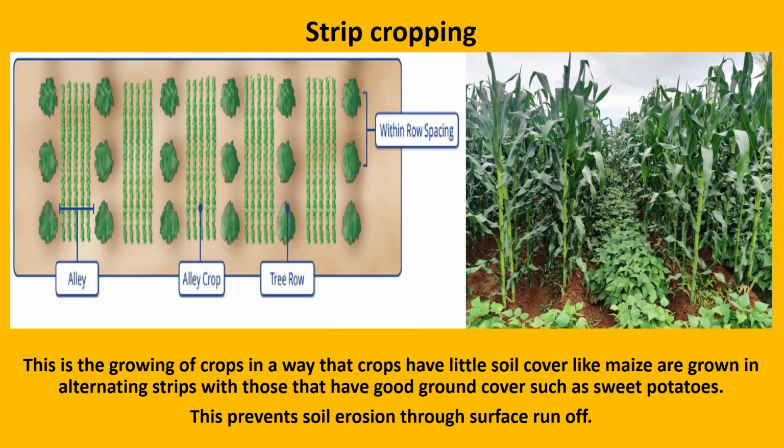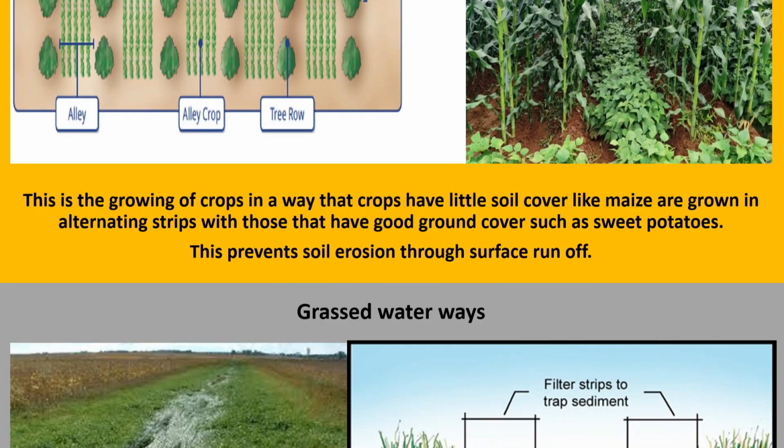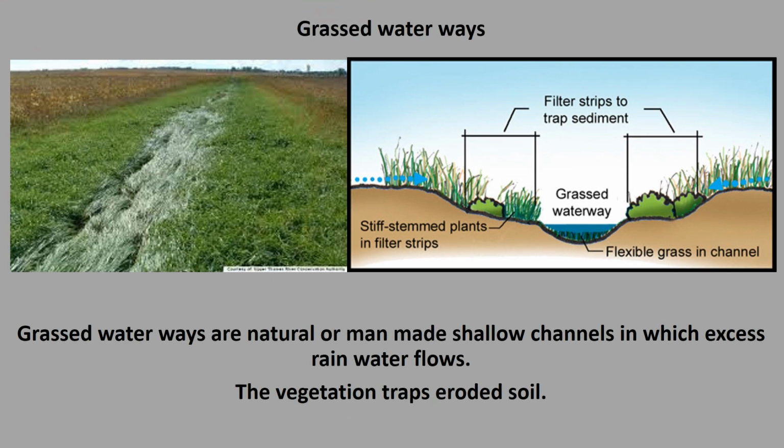Strip cropping. This is the growing of crops in a way that crops that have little soil cover, like maize, are grown in alternating strips with those that have good ground cover, such as sweet potatoes. This prevents soil erosion through surface runoff. Grassed waterways. Grassed waterways are natural or man-made shallow channels in which excess rainwater flows. The vegetation traps eroded soil.